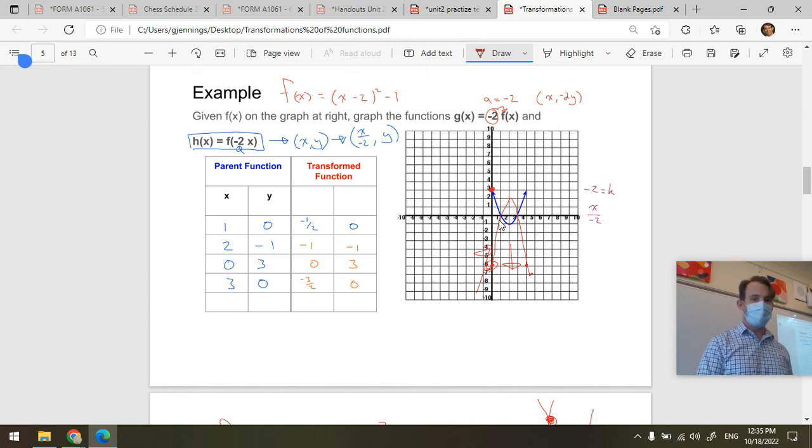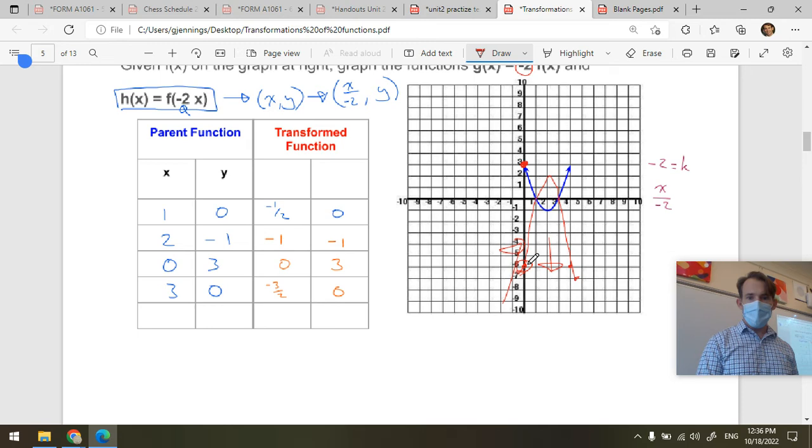Did you just infer to get 4, negative 6? Yeah. How did you get that from your table of values?